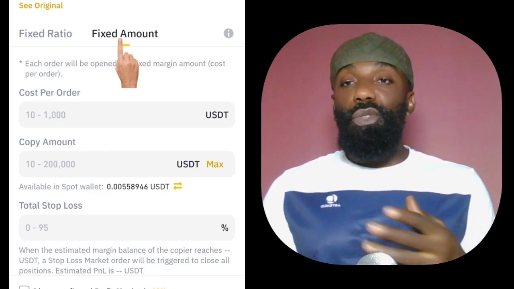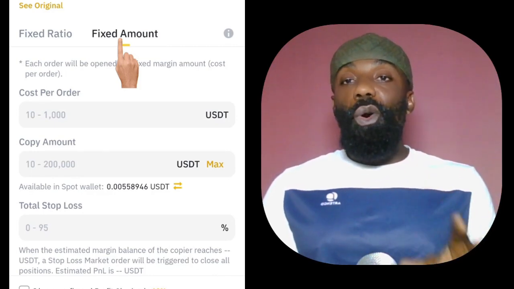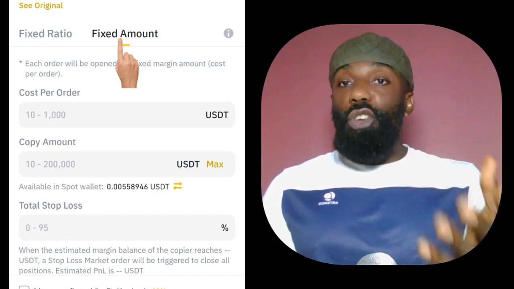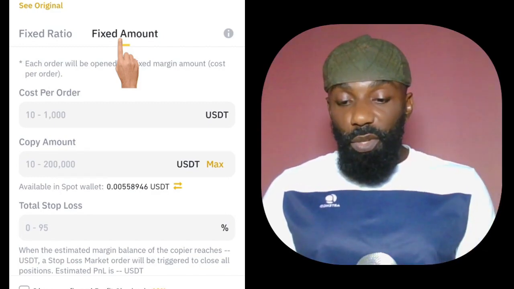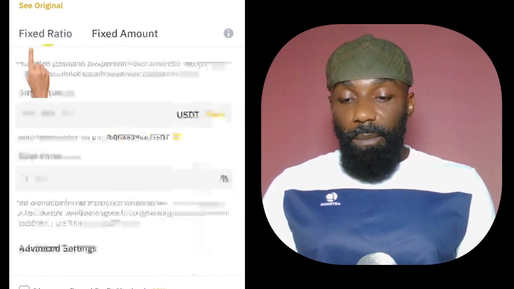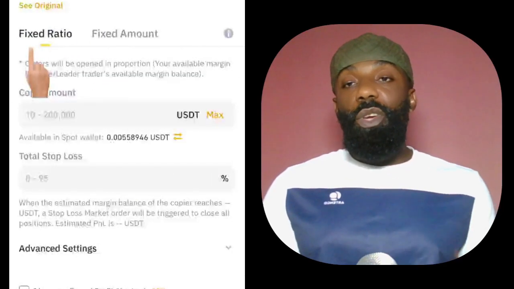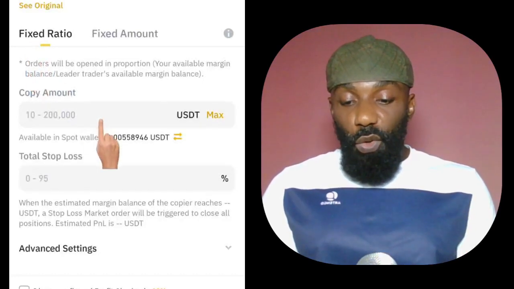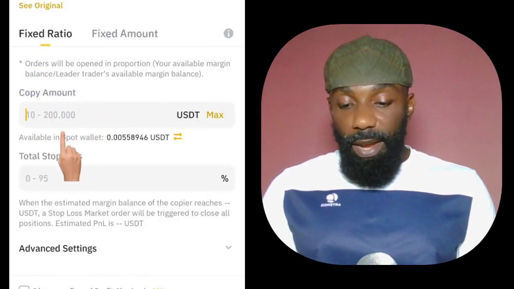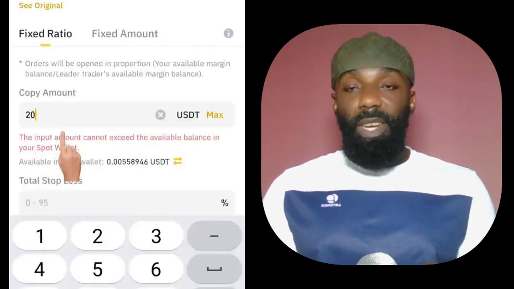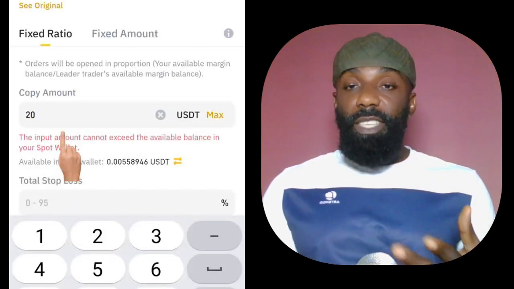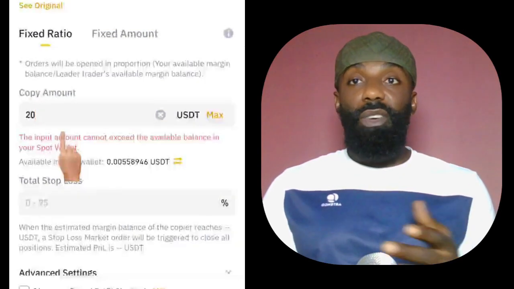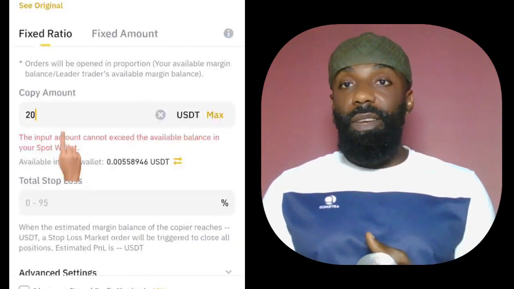So I will advise you to allow the person to take all the necessary risk parameters into place on your behalf. So what are you going to be doing? You're just going to choose this fixed ratio here. When you choose this fixed ratio, the next thing you're going to do is, let's assume you want to do $20, you're going to put $20 here. The mistake I made before making this video is that I'm using my tutorial account. I made a mistake of using my tutorial account because I have about 3 accounts on Binance.